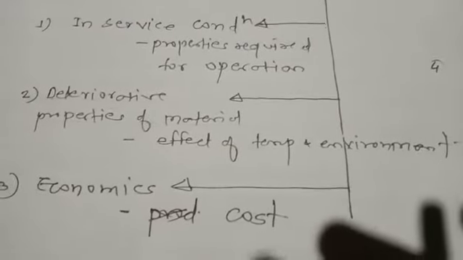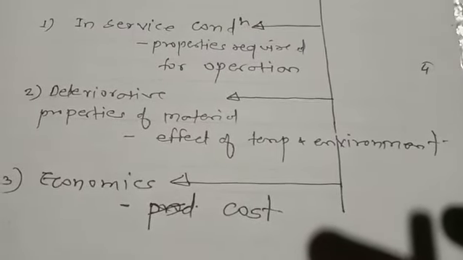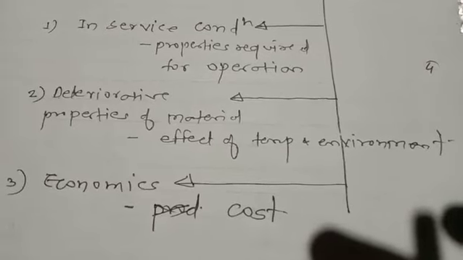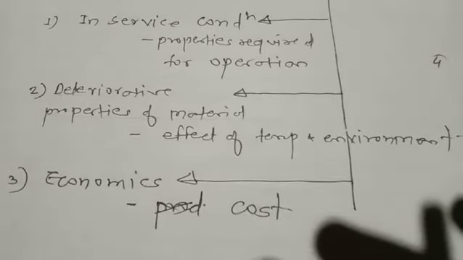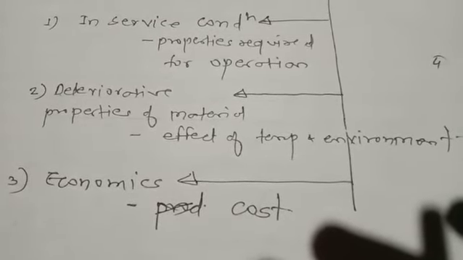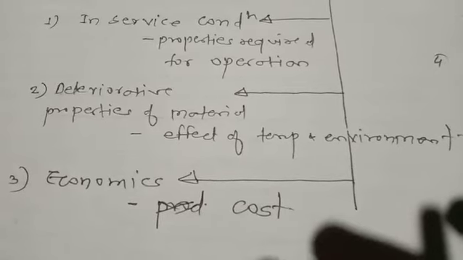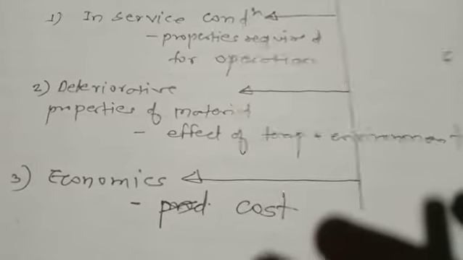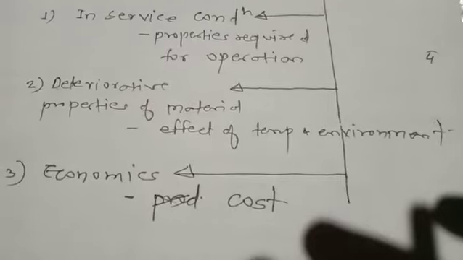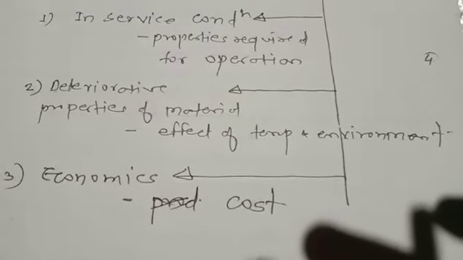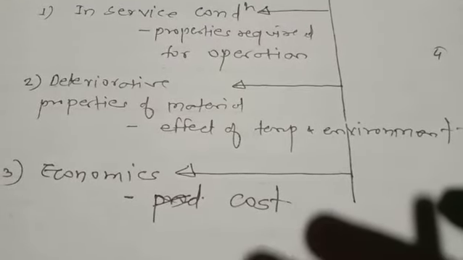Then what is the effect of temperature and environment on the particular component? So what does it mean? Deteriorative is nothing but what you can call corrosion, right? Suppose any component is working at high temperature, right?